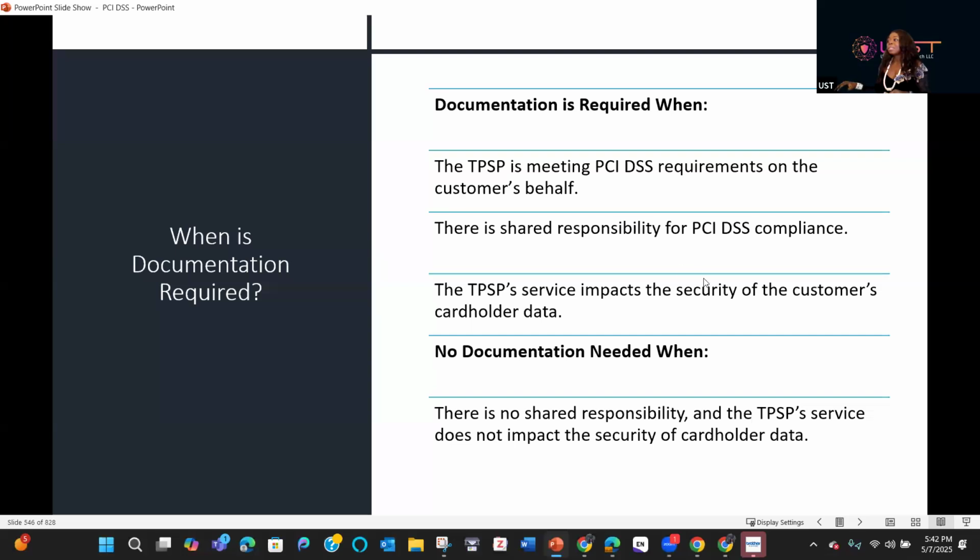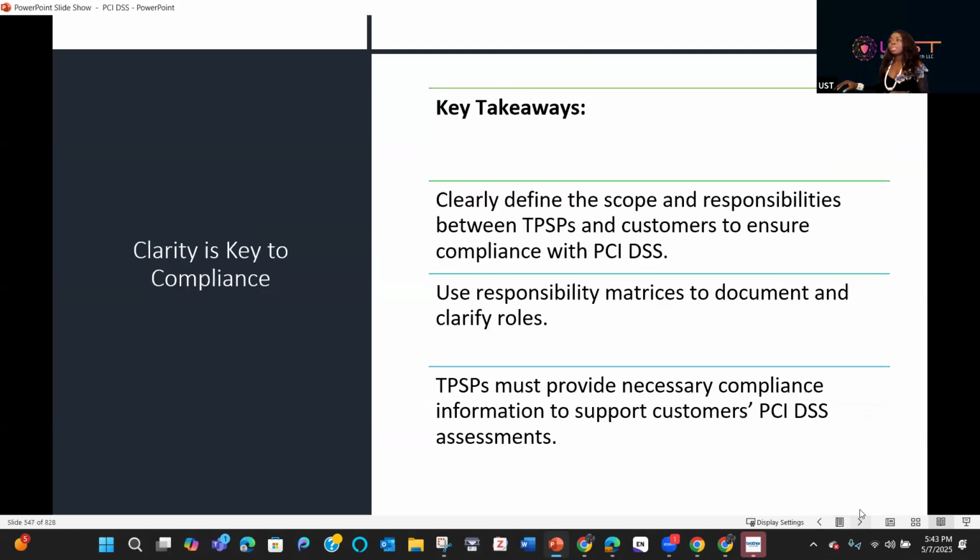Documentation is required when the third-party service is meeting PCI DSS requirements on customer behalf, or maybe they have a shared responsibility going on, or might impact cardholder data. But documentation is not needed where there's no shared responsibility, right? And the third-party service does not even impact the security of the cardholder data. So if they are out of scope, then we do not need any documentation. But apart from that, then we'll definitely need documentation.